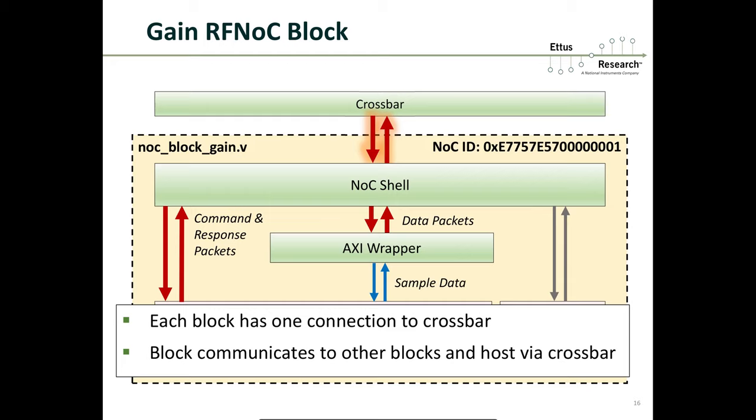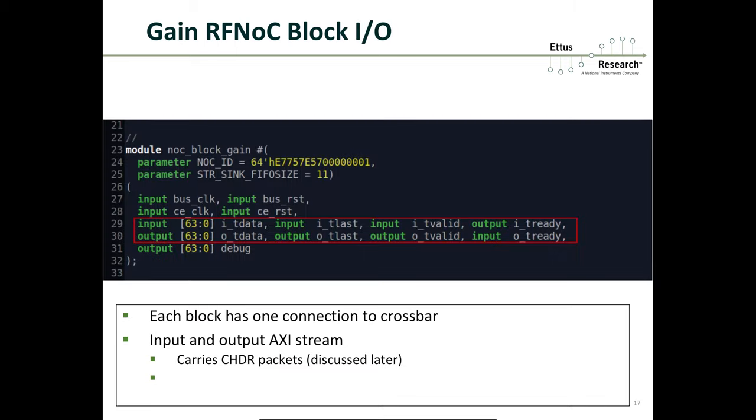Each block has one connection to the crossbar. Through this connection is how blocks communicate to each other and the host. If we go back to our code, we see that there are two buses on lines 29 and 30 that are the input and output buses as depicted on the block diagram. Each block has one connection to the crossbar, which are these signals. And these signals are output and input AXI streams. Over these AXI stream connections, we carry CHDR packets, which I'll discuss later.